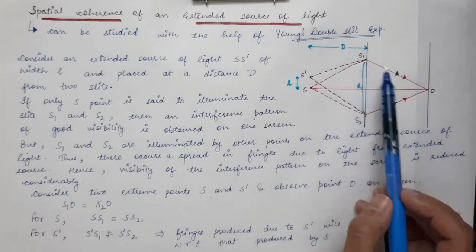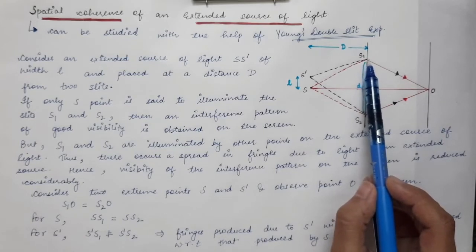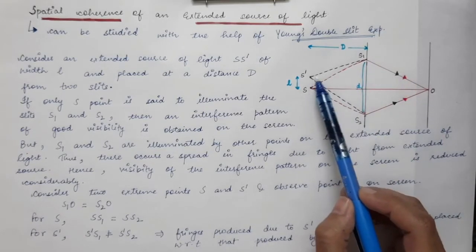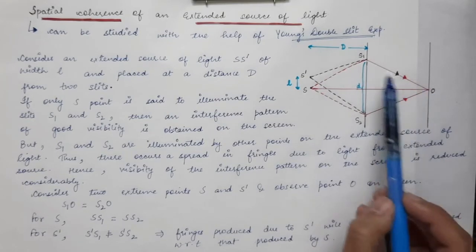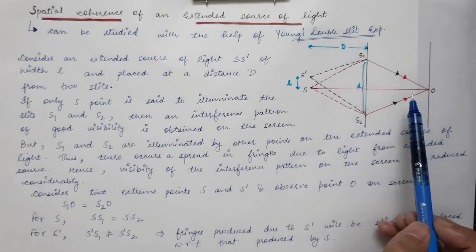And here we are just considering the O point. So we are just considering the light which is coming from the S prime point and reaching the O point through these double slits. So we are just considering the O point.